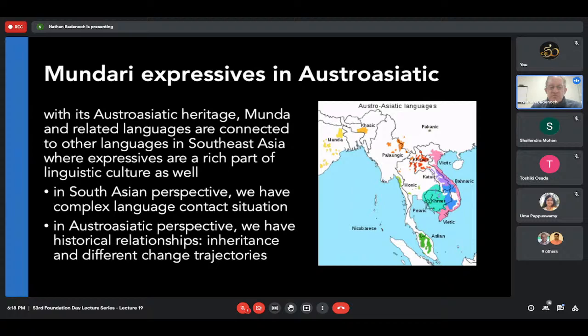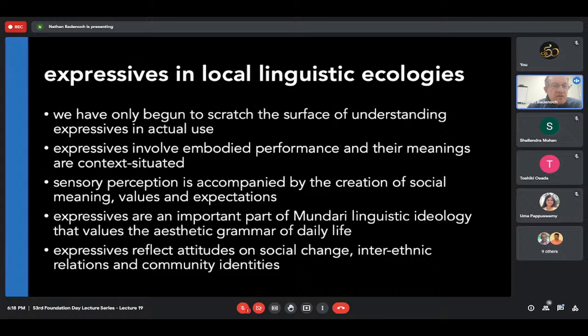So to wrap up, we've looked at expressives in the local linguistic ideology ecologies. It's obvious to say that we've only begun to scratch the surface of understanding expressives in actual language use situations. We see clearly that expressives involve embodied performance and their meanings are context situated. Sensory perception is accompanied by the creation of social meaning, values, and expectations.